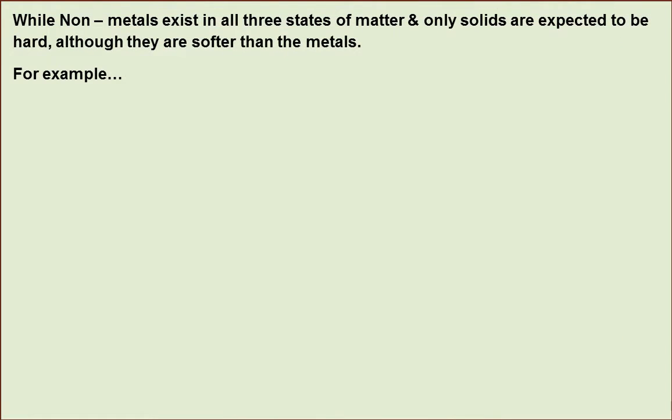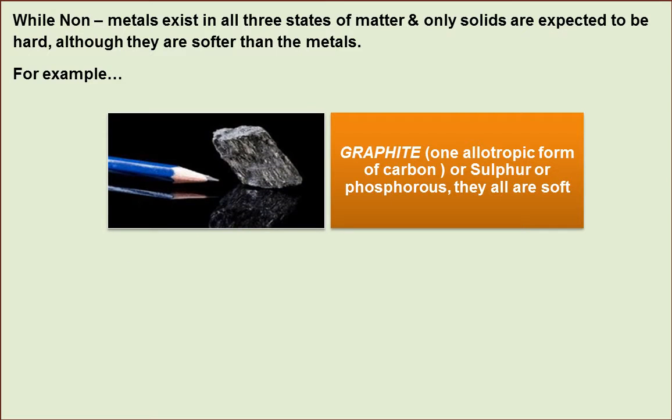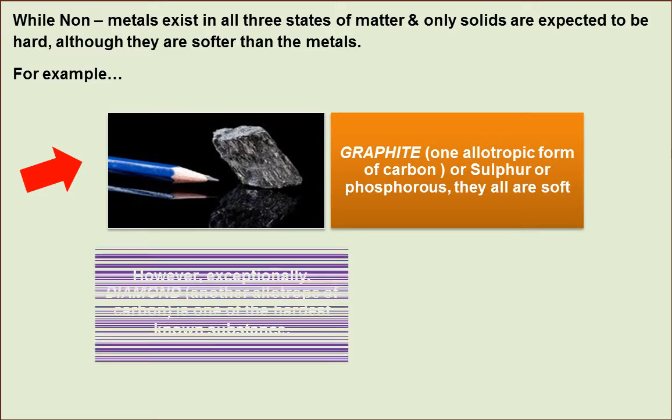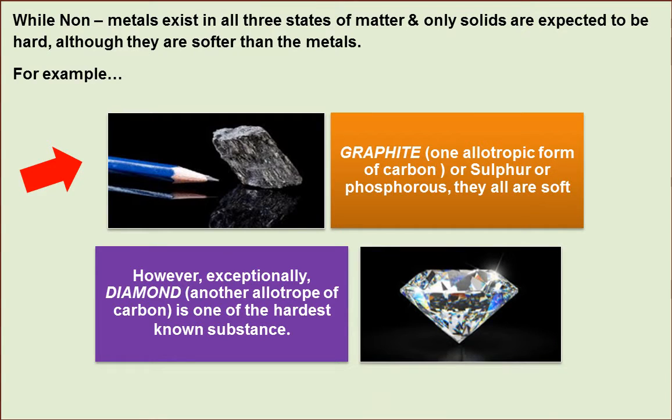Now if we talk about the hardness of non-metals, non-metals exist in all three states of matter. Only solids are expected to be hard, although they are softer than the metals. Examples are graphite, one allotropic form of carbon, or sulfur or phosphorus. They all are soft. However, the exception is diamond. Diamond is another allotrope of carbon, which is one of the hardest known substances.